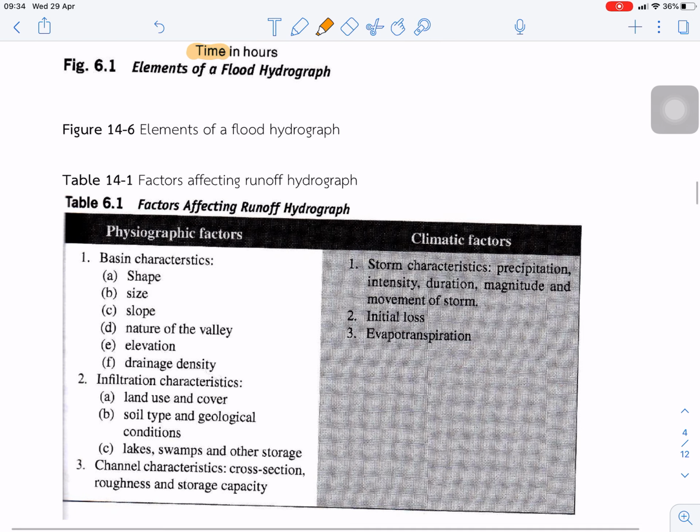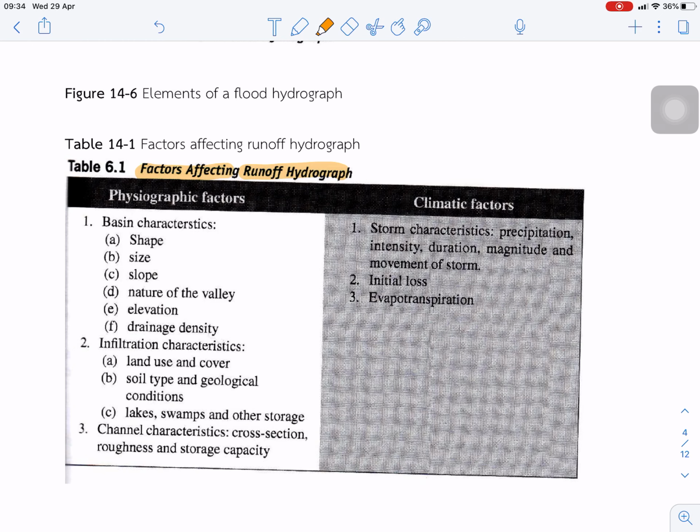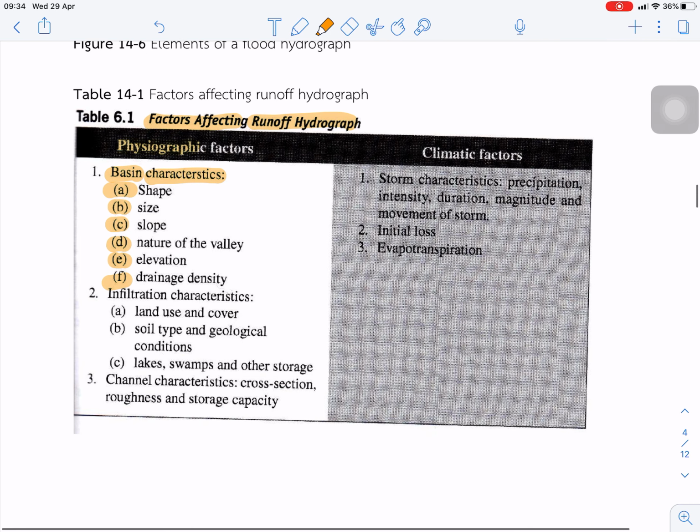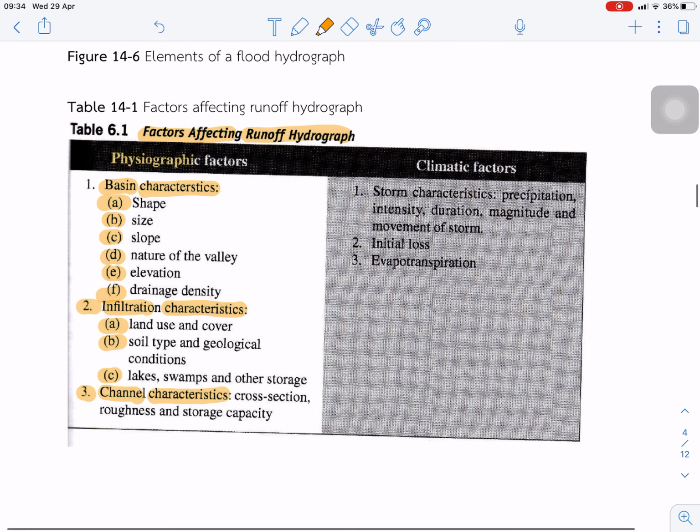Many factors affect the runoff hydrograph. The first is the physiographic factor, from the basin characteristics: the shape, size, slope, nature of the valley, elevation, and drainage density. The second is the infiltration characteristics: land use, soil type, or water storage. The last is channel characteristics. The other factor is the climatic factor, from the storm characteristics: the intensity, duration, initial loss, and evapotranspiration.